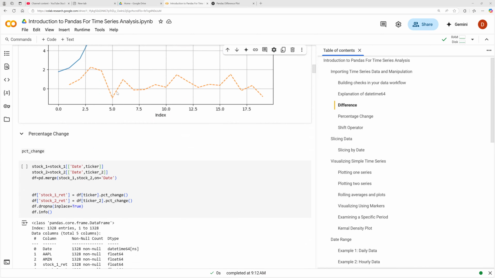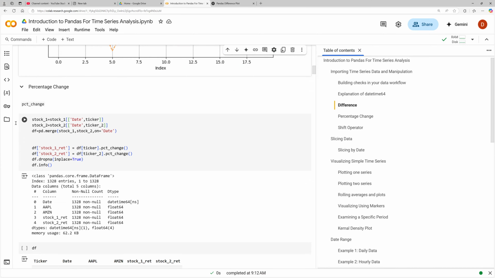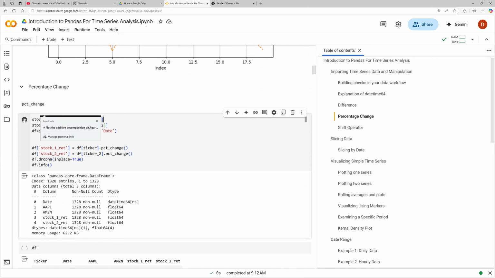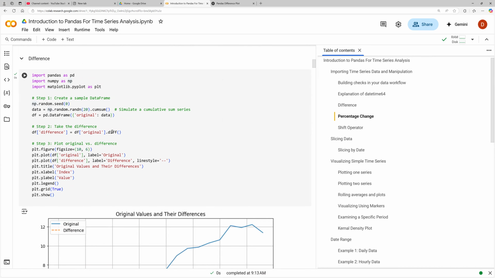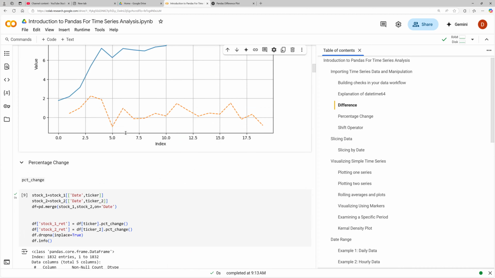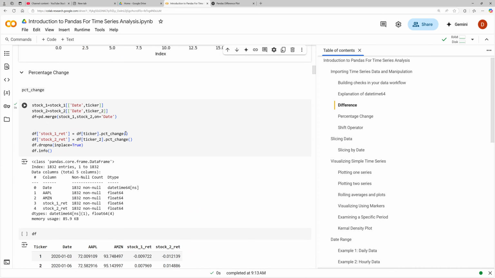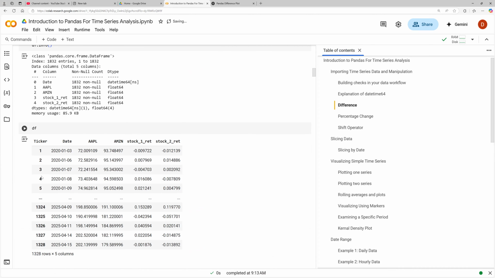So like I said, there's a percentage change, which we use this command. And then there's the difference here, dot diff. So here we've got the whole data frame. And what I meant by reset index is that the date becomes one of the columns. It's not on the index column.